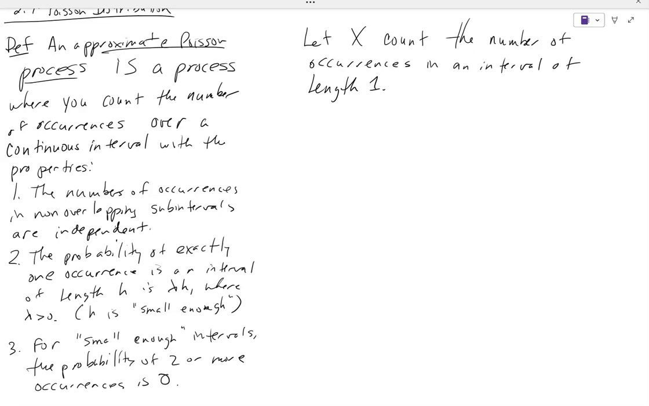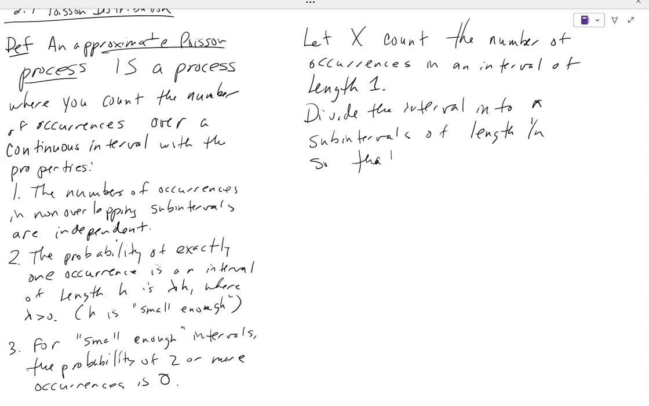All right. To help things out here, we're going to do this by chopping our interval into pieces. Let's divide our interval into n subintervals. Of course, if I divide something of length 1 into n subintervals, each one will have length 1 over n, so that 1 over n satisfies the small enough condition.